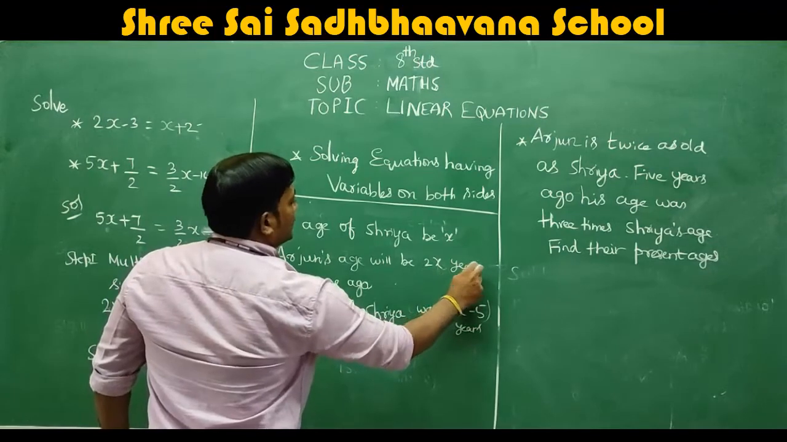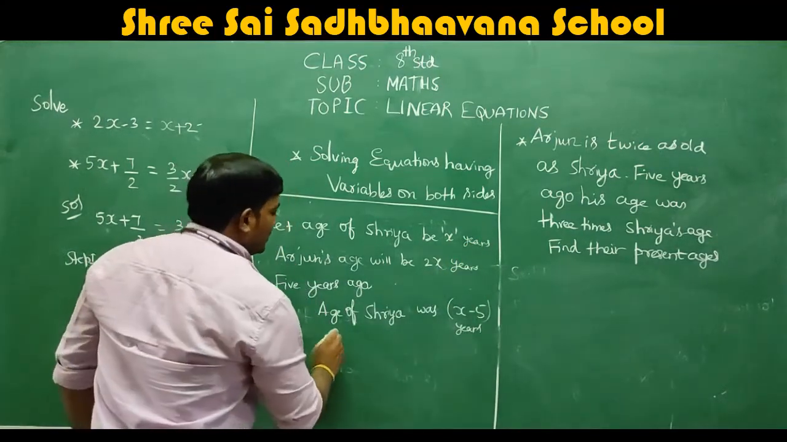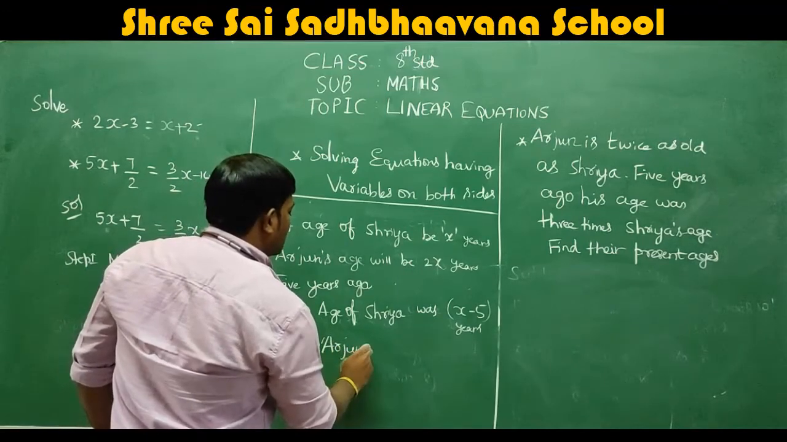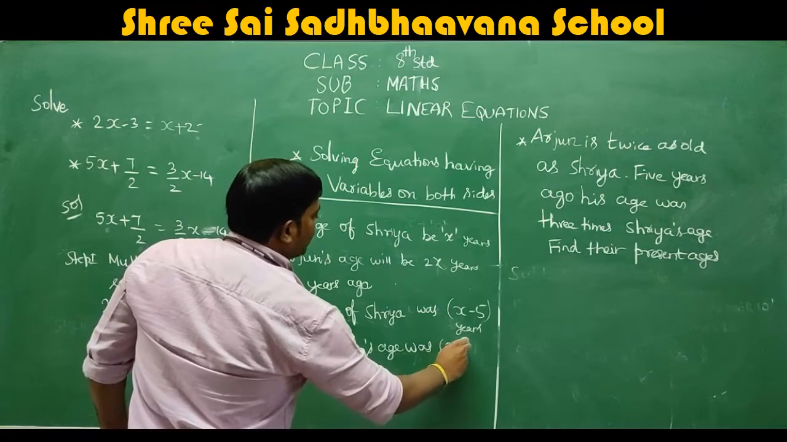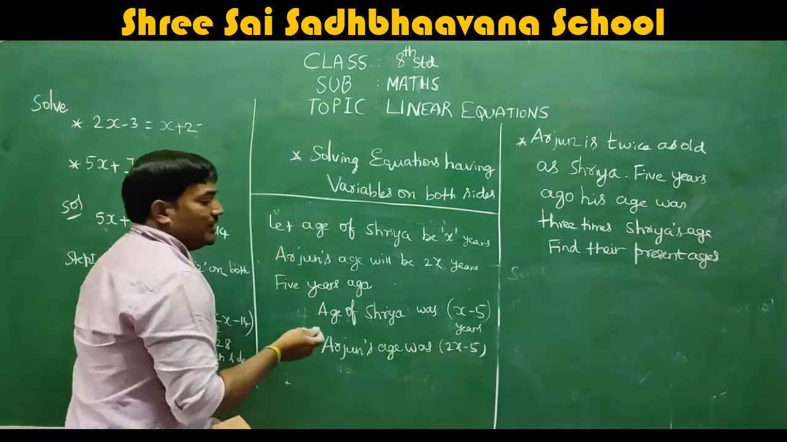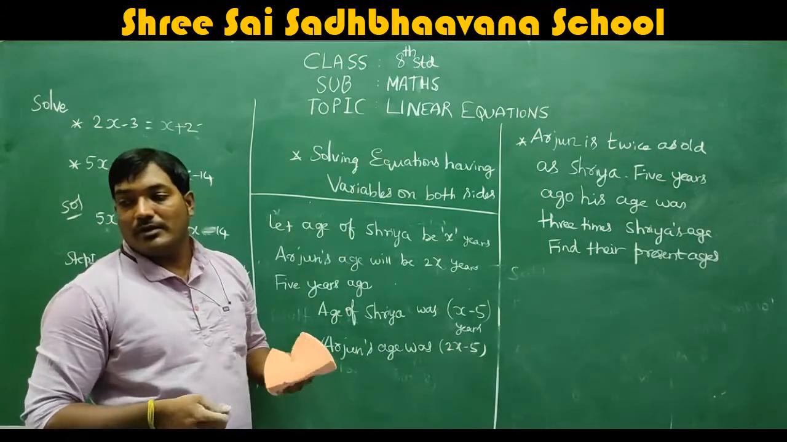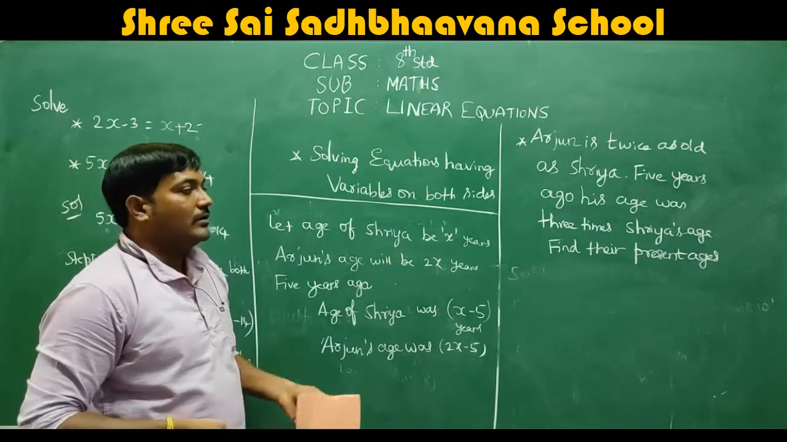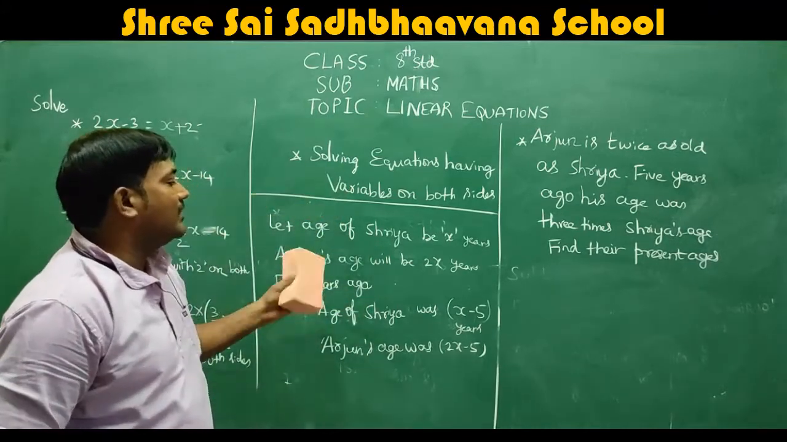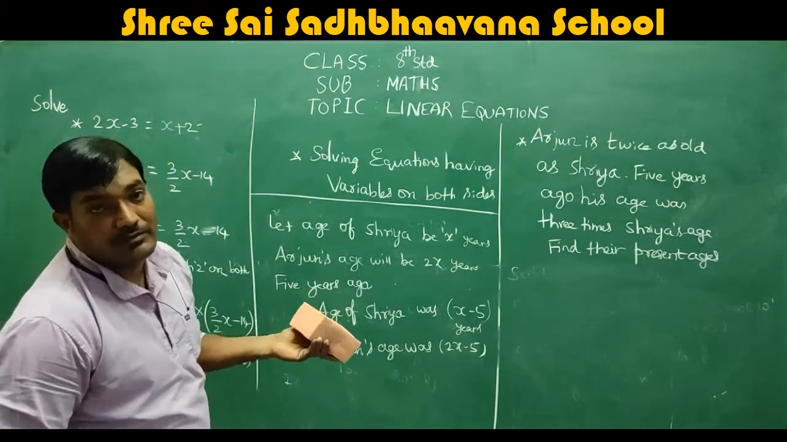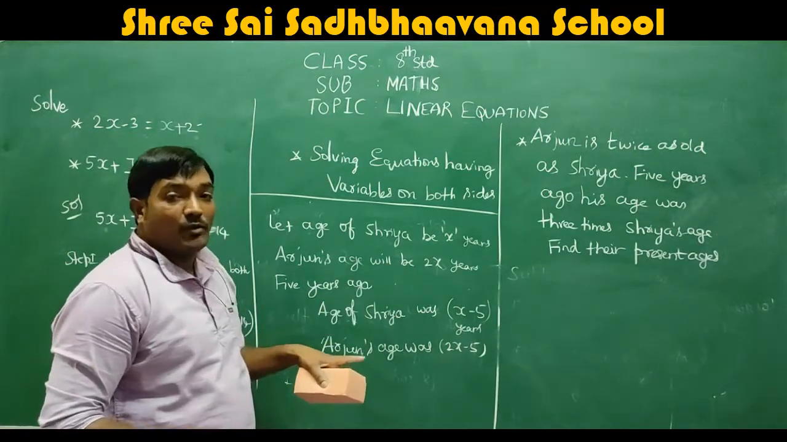Next, what is the age of Arjun then? Arjun's age was 2x minus 5, isn't it? If her age was x minus 5, even Arjun's age also, it is like reduced by 5. Correct. So remember, age of Shriya is x years. Arjun's age is twice of x years, means twice of Shriya's age, which is 2x. 5 years ago they are telling.